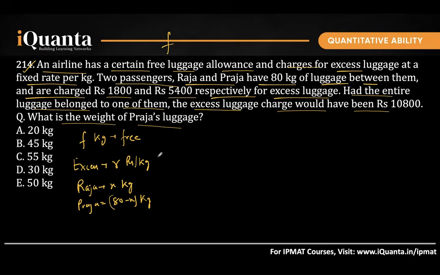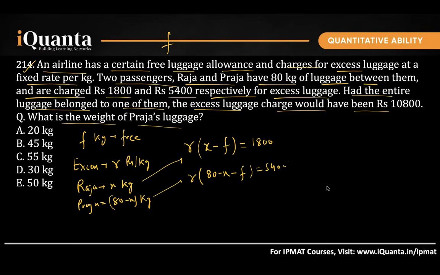If I talk about the money that Raja pays, that will be equal to the rate R, and then Raja is carrying total x kg, but out of those x kg, some will be free. So he is being charged 1800. And similarly, if you talk about the money that Praja pays, that is again R times what? Obviously, he has the total weight 80 minus x, but out of this 80 minus x, there will be some free luggage. So that is equal to 5400. So we have two equations in place, yes or no.